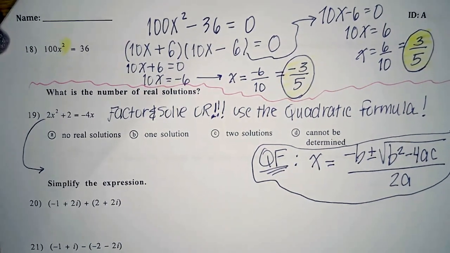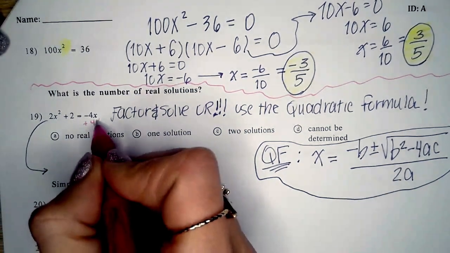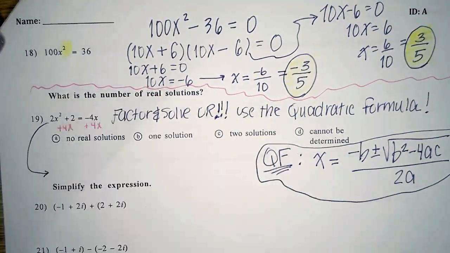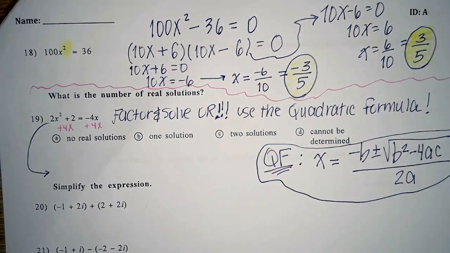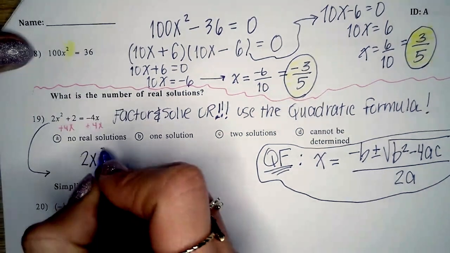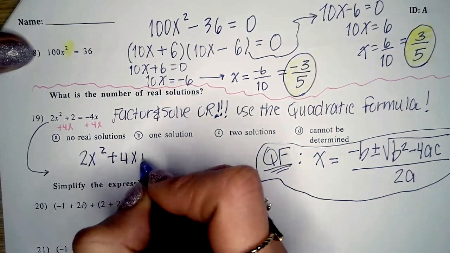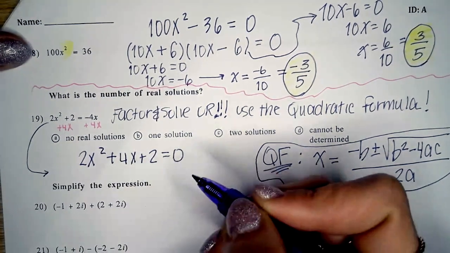Add what? Good, we're going to add that 4x to both sides. That's going to be my middle term. Everyone sees that? It's the x term. So I'll have what as my equation? 2x squared plus 4x plus 2. And this is where I will continue with you guys tomorrow.